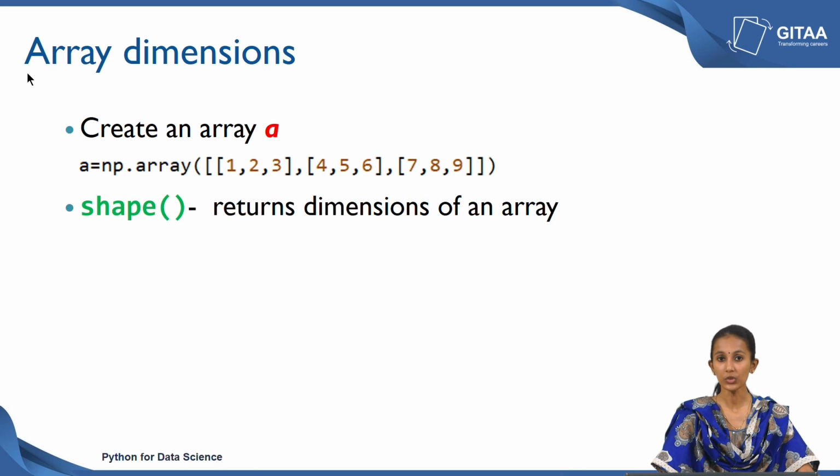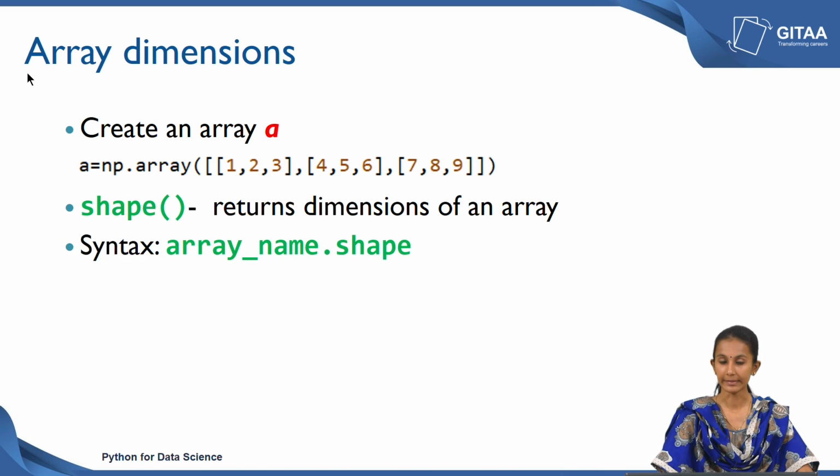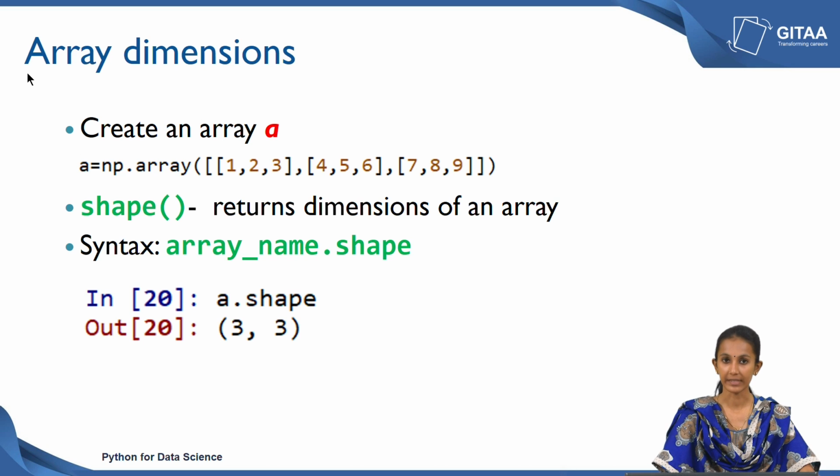If I wanted to check the dimensions of an array, you can use the inbuilt command which is shape. It basically returns the dimensions of an array. The syntax is the array name followed by .shape. A.shape basically gives the dimensions. It is (3, 3), which consists of 3 rows and 3 columns.